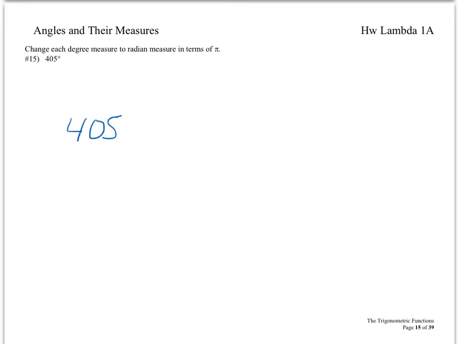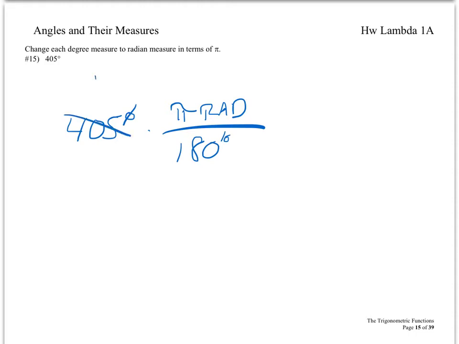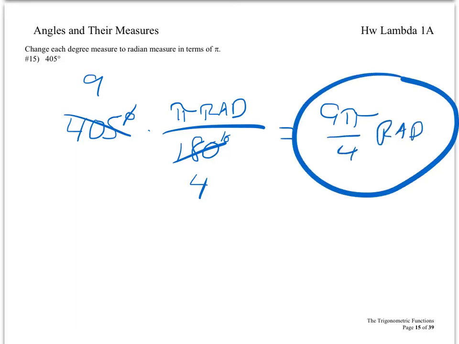Next, we need to change 405 degrees into radians in terms of pi. So we're going to multiply the top by pi radians and the bottom by 180 degrees. The degrees cancel. We could divide both 405 and 180 by 45. 45 goes into 405 9 times. 45 goes into 180 4 times. It's going to give us 9 pi over 4 radians.